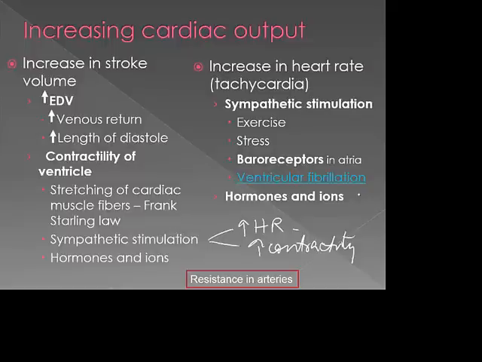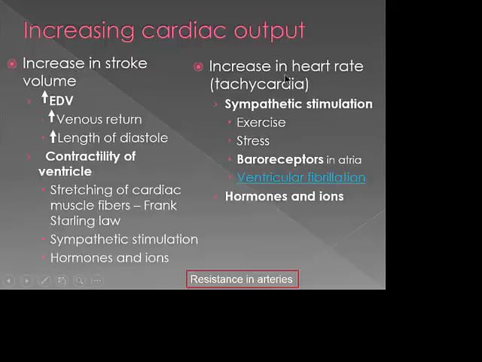Certain hormones and ions too act on the contractility of the ventricle and make it contract much better. For example, epinephrine, norepinephrine, these help. Some steroid hormones help the contractility of the ventricles. So that was stroke volume.